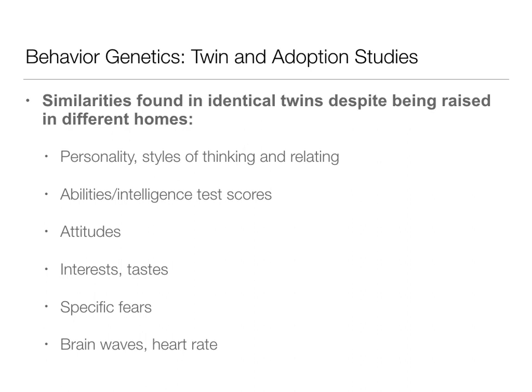And what we found in these kinds of studies is that there are similarities despite the fact that they grew up in completely different areas and environments: in personalities, styles of thinking and relating, abilities and intelligence scores, attitudes, interests, specific fears, and even down to brain waves and heart rate. So we know that genetics plays a huge role in this. But what's really interesting is that at the genetic level, some of these things can be turned on and off. And again, watch that epigenetics video because it does a great job of explaining that.